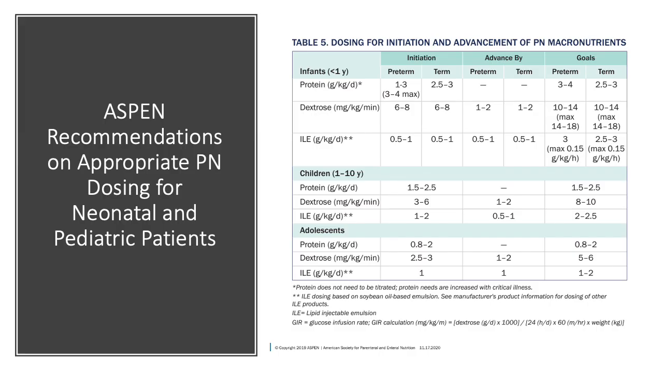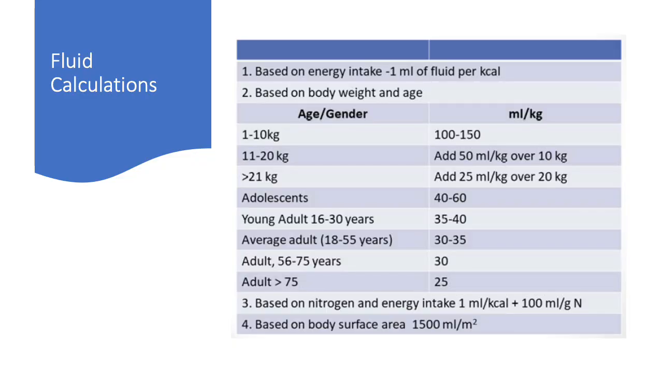Here are recommendations for neonates and pediatric patients. Note in the peds world, things are dosed and expressed differently, usually in terms of grams or milligrams per kilogram. Once again, here's this table with different methods for calculating fluid requirements. I've never used 3 or 4, but the majority of adults can meet fluid needs with number 1, which is 1 mL per kcal, or number 2.